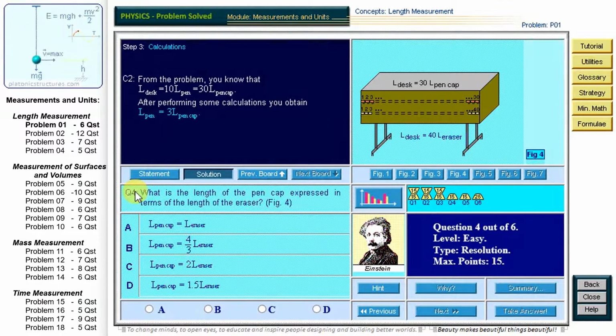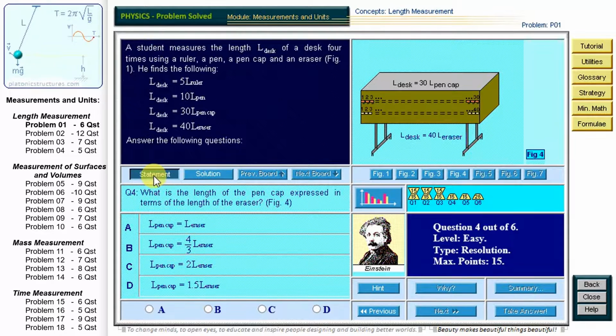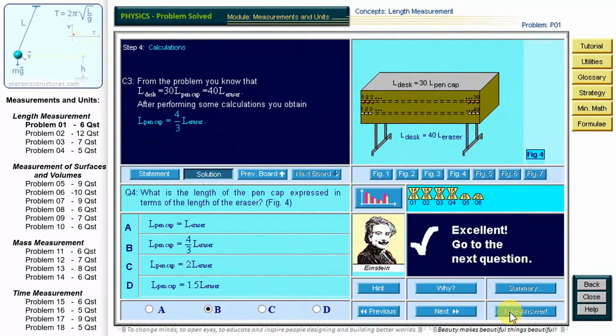Question 4. What is the length of the pen cup, expressed in terms of the length of the eraser? For this question, we have Figure 4, and of course, the initial problem statement. As stated in the problem statement, the desk is 30 times longer than the pen cup. At the same time, the desk is 40 times longer than the eraser. The pen cup is longer than the eraser. With these considerations, we conclude that the answer must be B.